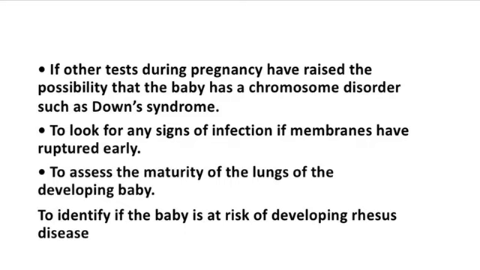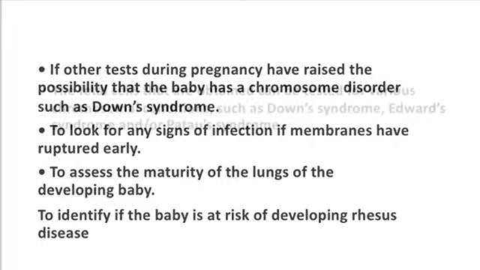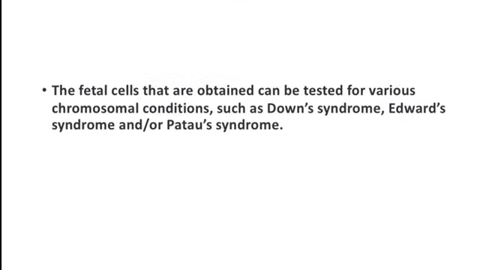To look for any signs of infection if membranes have ruptured early. To assess the maturity of the lungs of the developing baby. To identify if the baby is at risk of developing rhesus disease. The fetal cells that are obtained can be tested for various chromosomal conditions such as Down syndrome, Edwards syndrome, Patau syndrome.